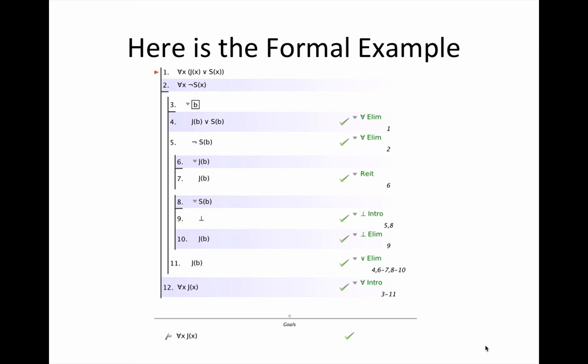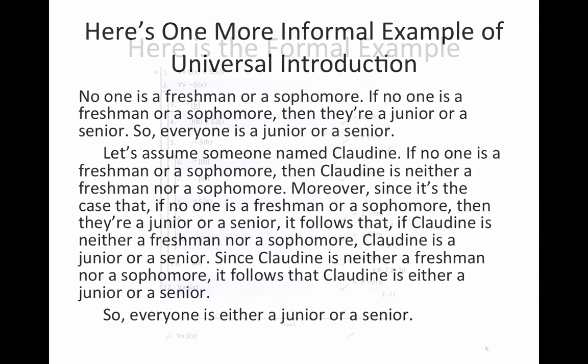I'm not going to show you the violation of the restriction on the name. I think you've got that point by now. But I do want to offer you one more informal and formal proof of introducing a universal. Here's our last example, first in ordinary language and then worked out in Fitch.